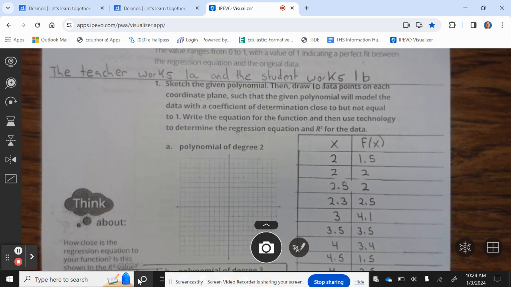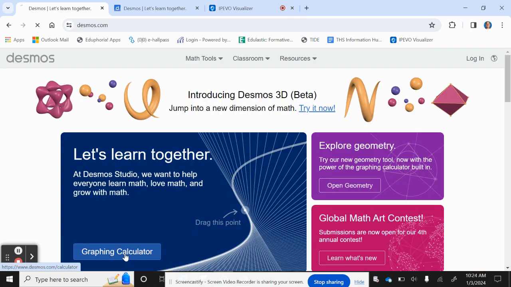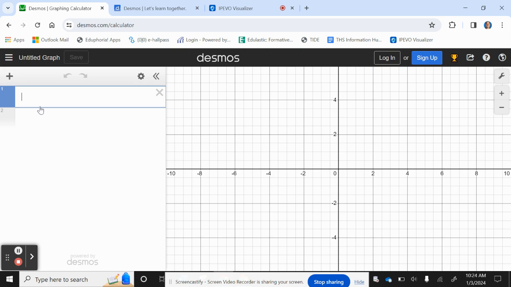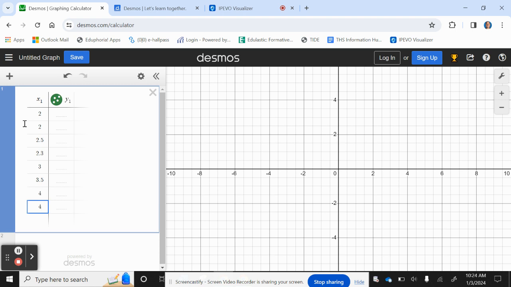All right, let's go ahead and use our regression feature of Desmos. So we're going to go to Graphing Calculator, add table. All right, and let's plug the values in. Be careful as you're putting your values in. It's very easy to make a mistake, and you want to always double check that your values are put in correctly.